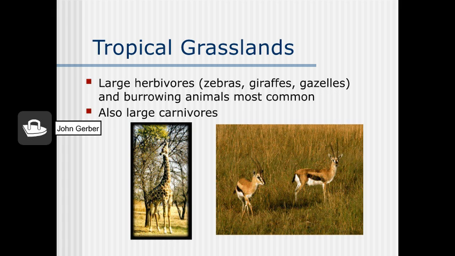Savannas and large herbivores have co-evolved over time. These herbivores depend on the savanna, but the savanna also depends on the feeding of the herbivores. Of course, carnivores eating the herbivores also exist.